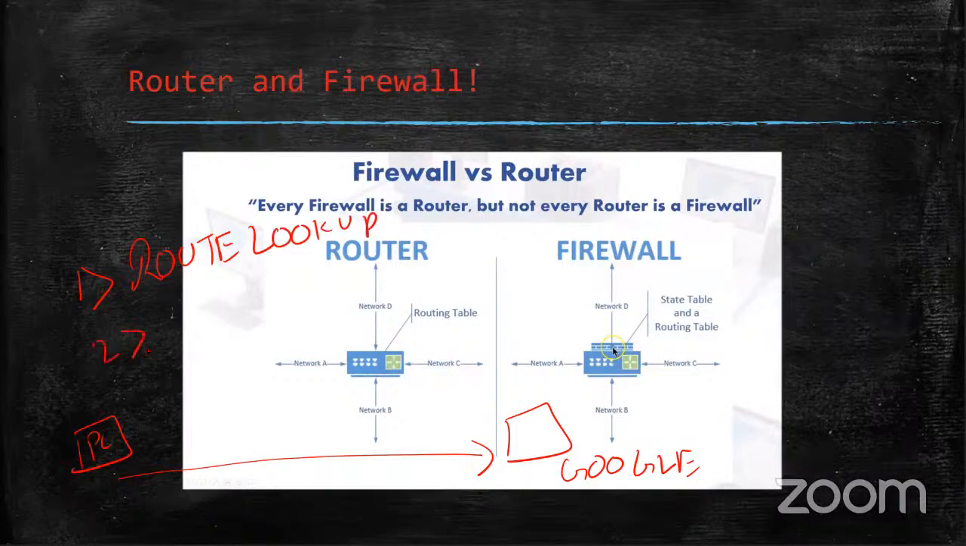What is the next thing that the router would do? Route lookup is done. I know what route I need to take. What else?